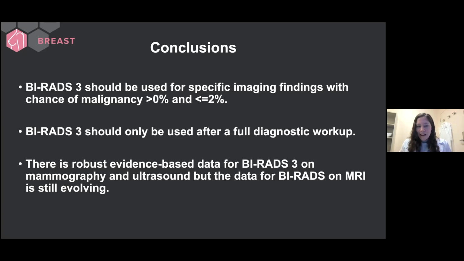Finally, I want to emphasize that we have really good data for these indications for BI-RADS 3 on mammogram and ultrasound, and we should feel very confident that it's very safe to use them for the imaging findings that we reviewed today. The data for BI-RADS 3 on MRI is still evolving, and this could definitely change in the coming years, and we want to be flexible in our use of it and follow the literature so we can make sure that we continue to use BI-RADS 3 in an appropriate fashion on MRI.